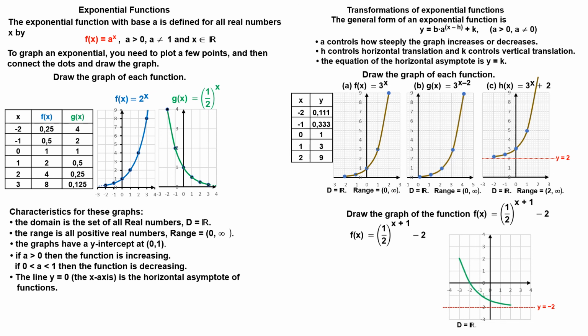The domain is the set of real numbers, and range is all real numbers from 2 to infinity. It's very easy this way, isn't it?